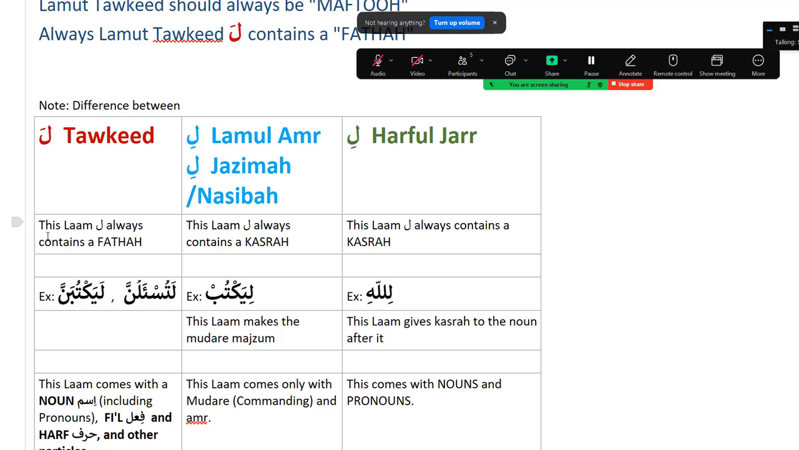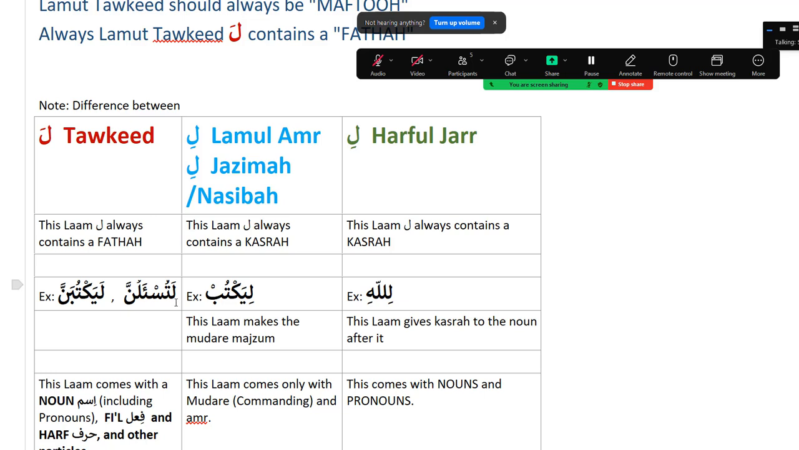Lam Tawkeed, this Lam always contains a fatha, okay? And the Lamul Amr or Lam Jazima or Nasiba, this Lam always contains a kasra, like Li of Jazima or Li of Nasiba or Li of Lamul Amr, right? And Li of Huruful Jar, this Lam always contains a kasra as well, okay?